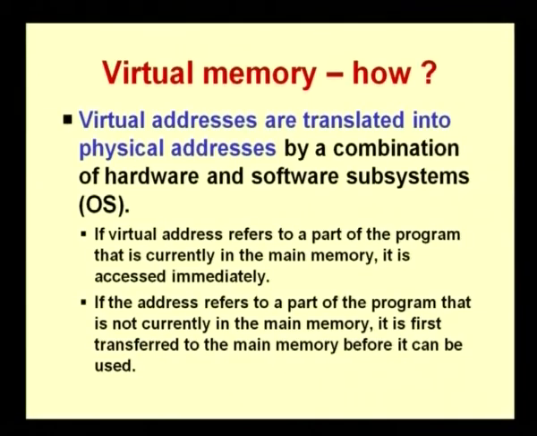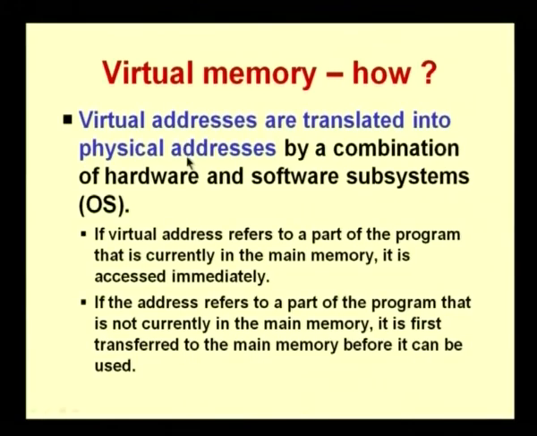So, what do I normally do for that? What is the requirement there? The requirement is that if the virtual address refers to a part of the program that is currently in the main memory, it is accessed immediately. But if the address refers to a part of the program that is not currently in the main memory, then it is first transferred to the main memory before it can be used.